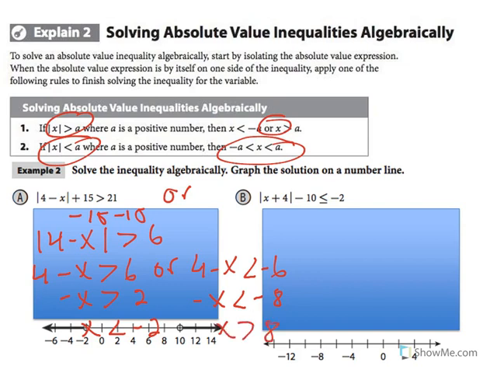So then, my mistake, instead of 8, let me change that: negative 6 minus 4 gives us negative 10.